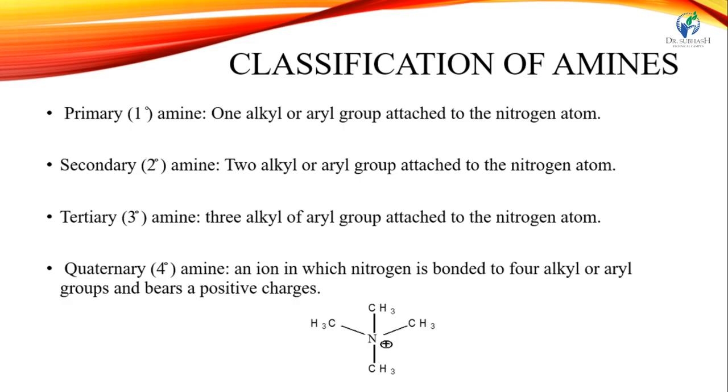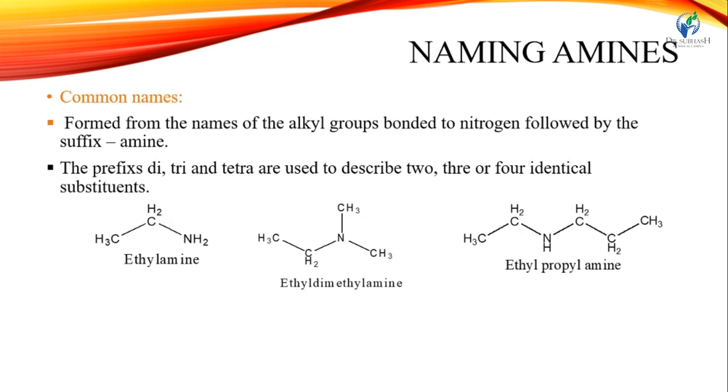The fourth one is the quaternary amine. In this, 4 alkyl or aryl groups are attached to the nitrogen atom, forming a positive charge. Bearing the positive charge, that's called quaternary amines. The naming system is called nomenclature.